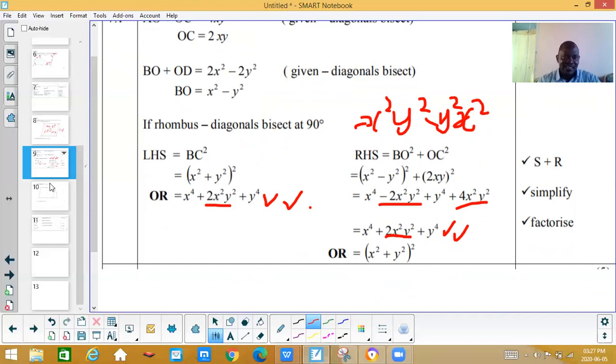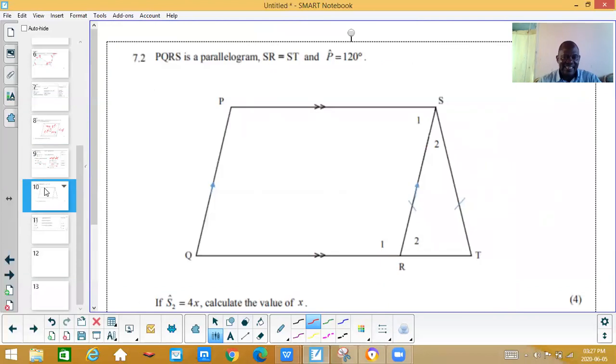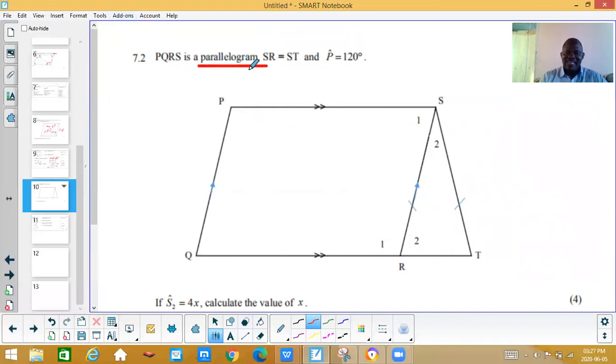Here you needed to analyze this question. Let us go on to number 7.2. PQRS is a parallelogram. The fact that they are saying it is a parallelogram, you must know the properties of a parallelogram. Opposite sides are parallel and equal.